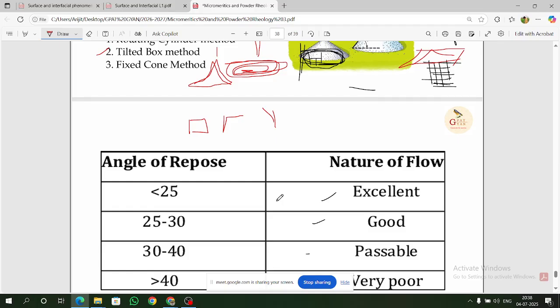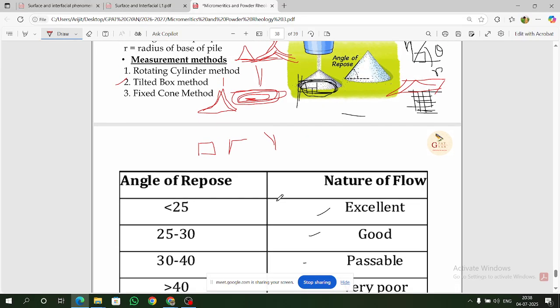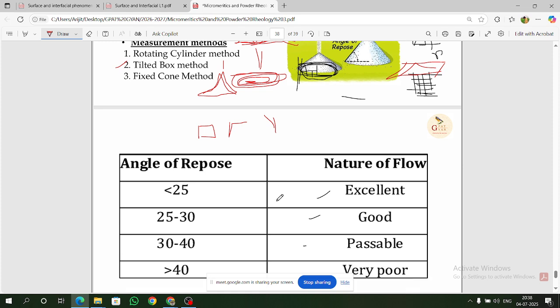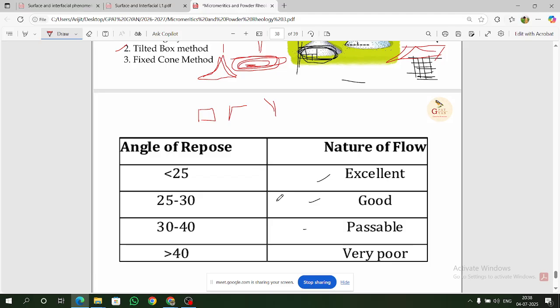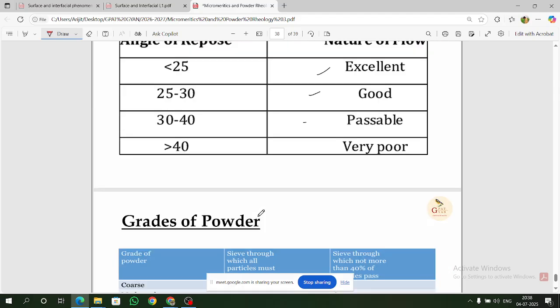Now there are different values of the angle of repose. If the angle is very low, as I have already discussed, it is excellent, and if it is beyond 40 degrees, it is very poor. In questions they will not give you the lowest or highest value; they will give you data in the middle to confuse you. So you have to remember everything, and I suggest you make your own mnemonics or tricks, because tricks or mnemonics that you make yourself always work.